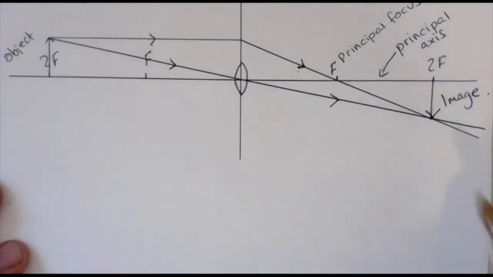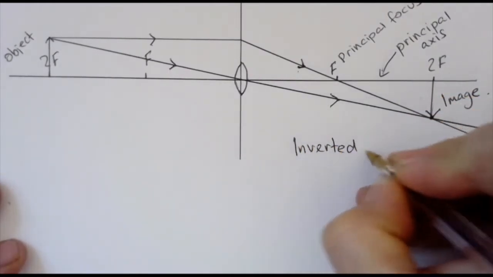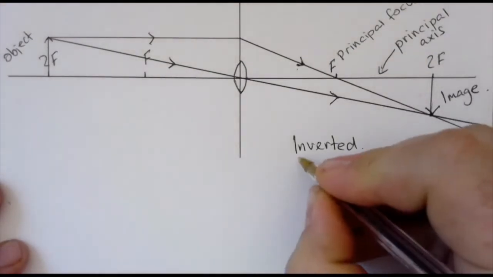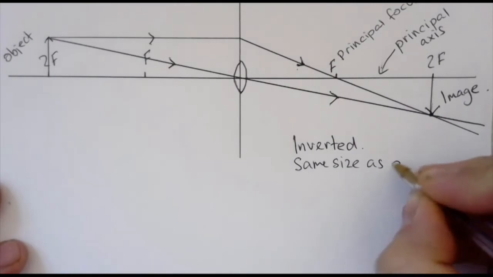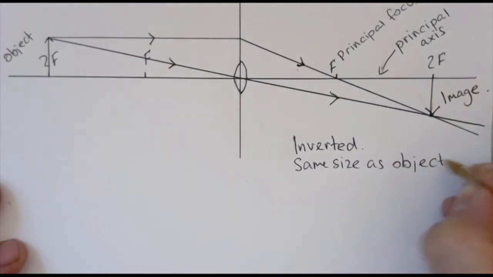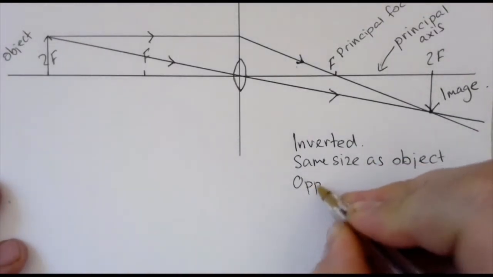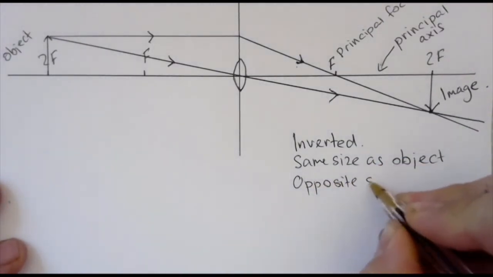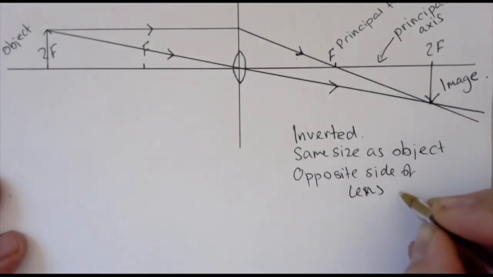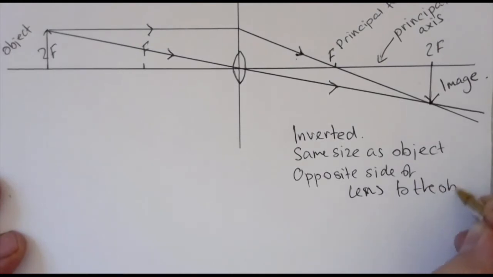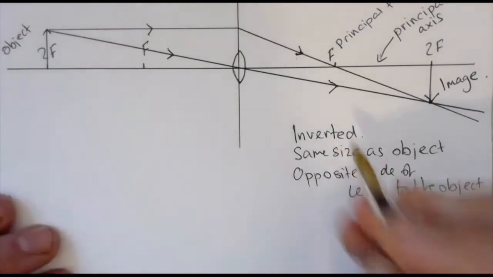And we can look at the image that we've drawn, and we can notice a few properties about it. As you can see, it is inverted. It's the same size as the object, and it is the opposite side of the lens to the object.